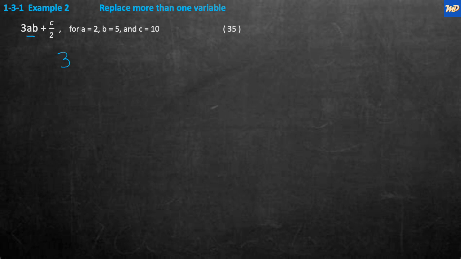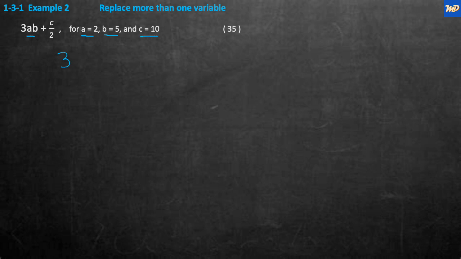The variable is not ab. It could be, but it's not. So the variable is a times b. 3 times a times b plus the variable c divided by 2. So we're going to go through our equation here, and we're going to replace every a value with a 2, every b value with a 5, and every c value with a 10.